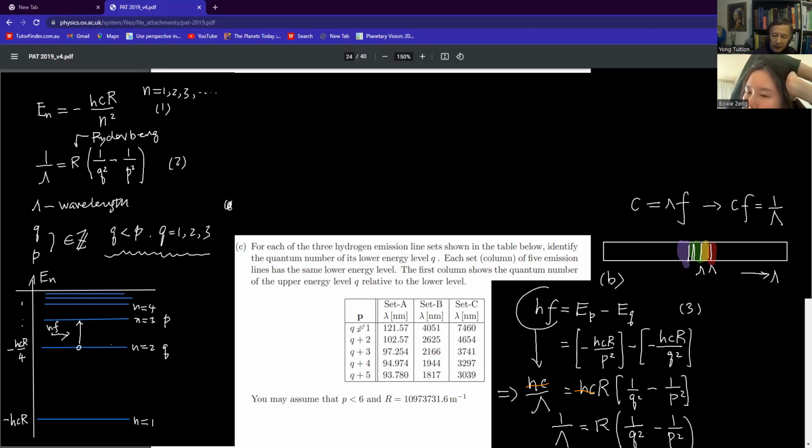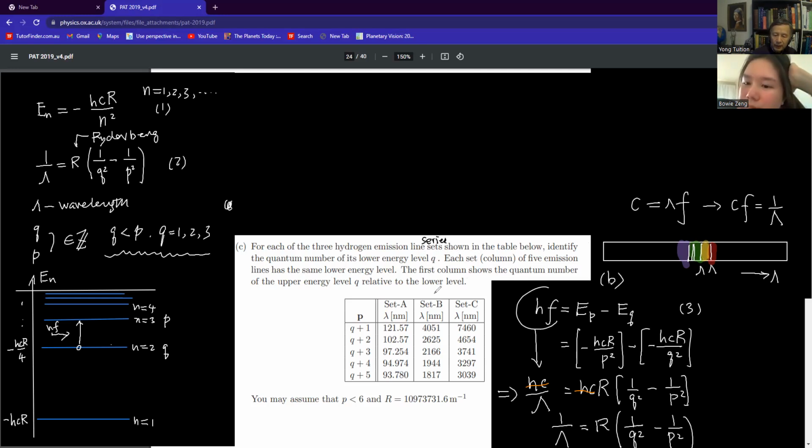They didn't tell you the Q, but they tell you the measured wavelengths. So for each of the 3 hydrogen emission line sets, which in other textbooks is called a series, shown in the table below, identify the quantum number P and its lower quantum number Q. Q is to be determined, can you see? And each set column.